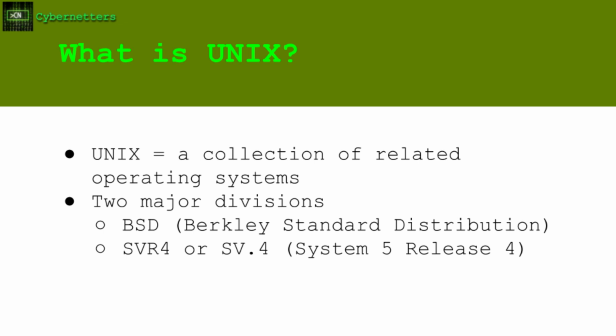BSD includes key advancements like the TCP/IP networking stack, and it makes a foundation for modern operating systems like macOS and FreeBSD. You also have the SVR4, or System V Release 4. It was created by AT&T, and SVR4 focuses on enterprise environments, which brings in features like system administration tools and improved memory management and compatibility across hardware platforms.